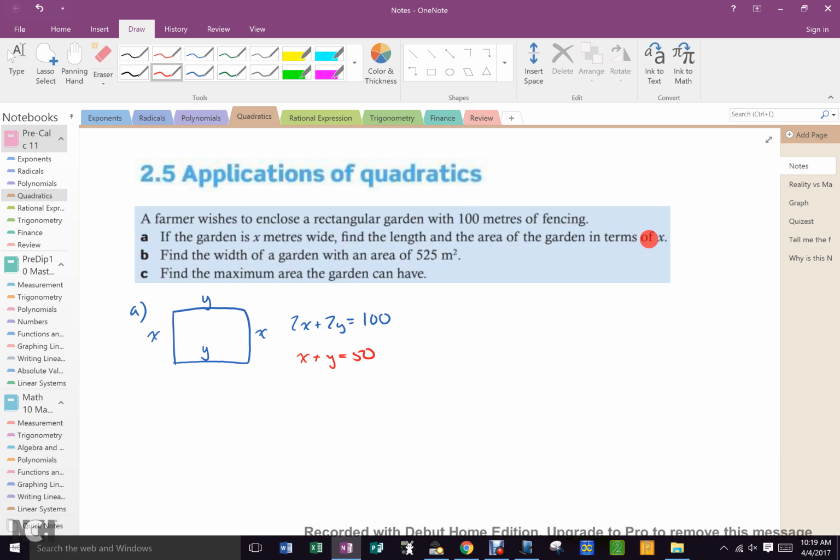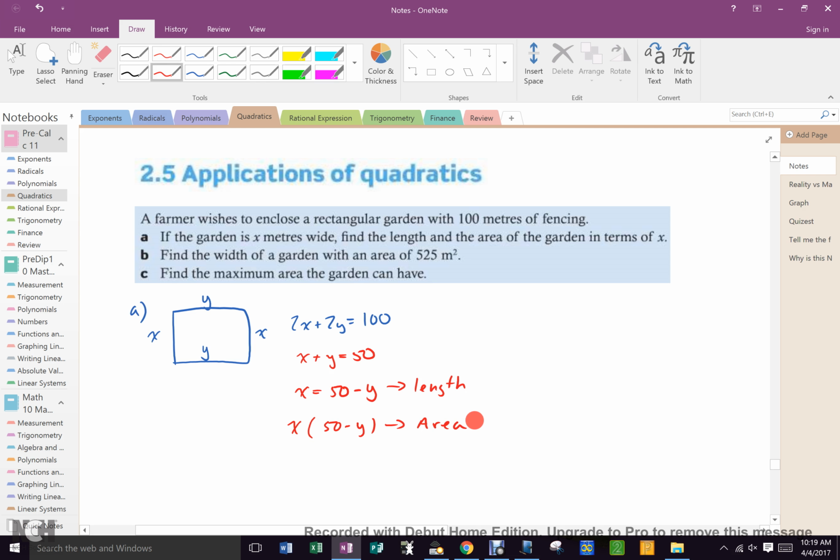So, what does x equal for length? Right. X equals 50 minus y. That is my length. Everybody cool? Does everybody understand that? Okay. What's area? X times y. X times y, correct? Well, x. What's the other one? 50 minus y. That will get me my area.